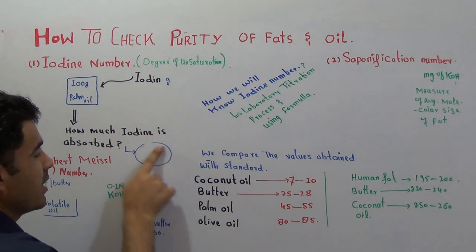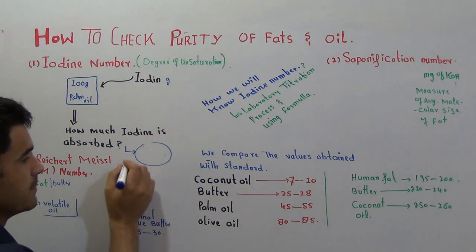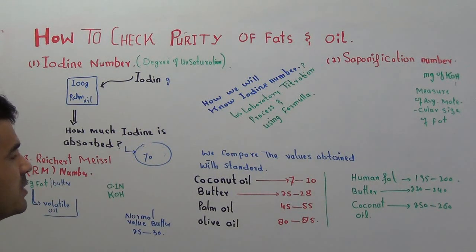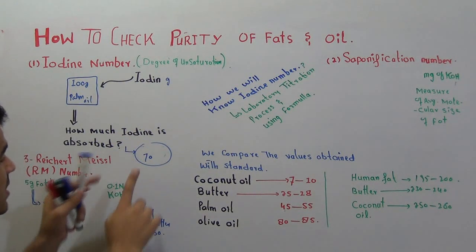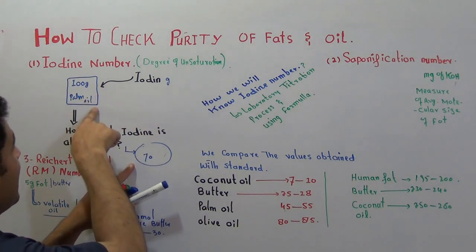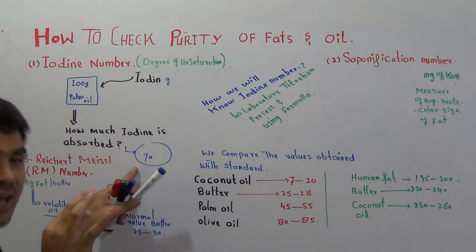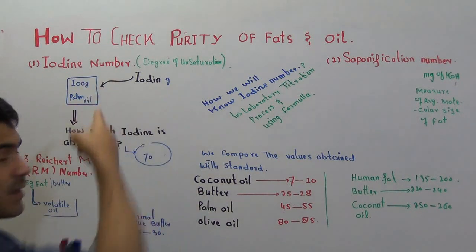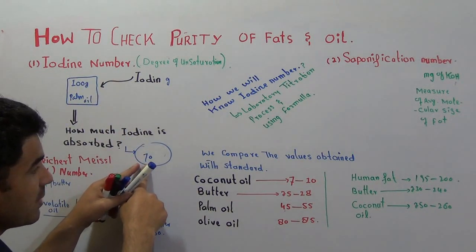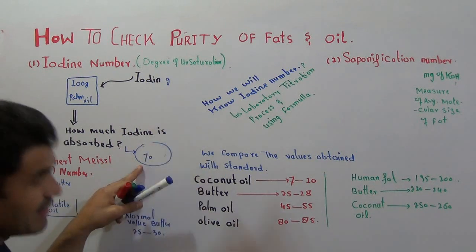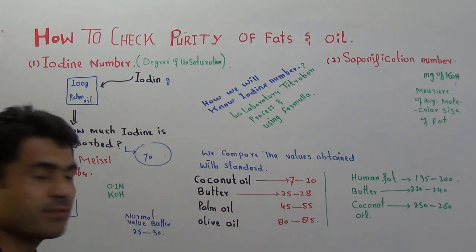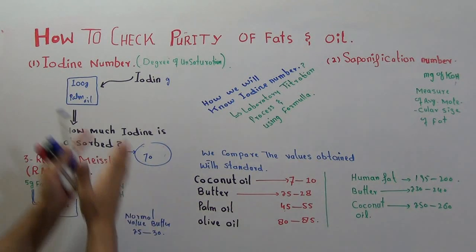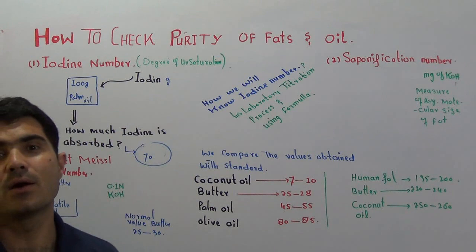And let's suppose the number comes out to be 70, just as a supposed value. Then it means this palm oil is not pure and some kind of adulteration has been done in it, because its iodine number is something other than between 45 and 55. So you can do this test for other fats and oils.